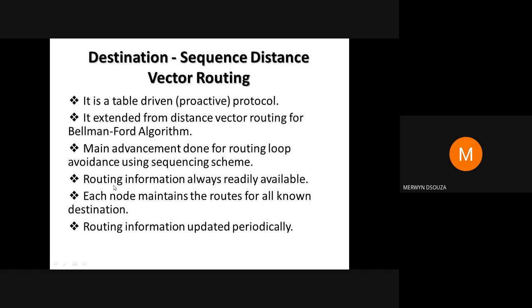The information is already available with each router about where the packet has to be forwarded. Each node, that is the source node, will maintain the routes for all the other nodes in the network. So it's not like the routes are calculated on the fly. The routes are calculated in advance, and the routing information needs to be updated on a periodic basis.